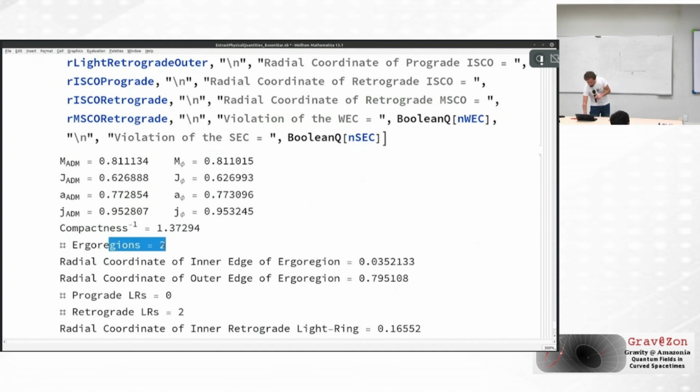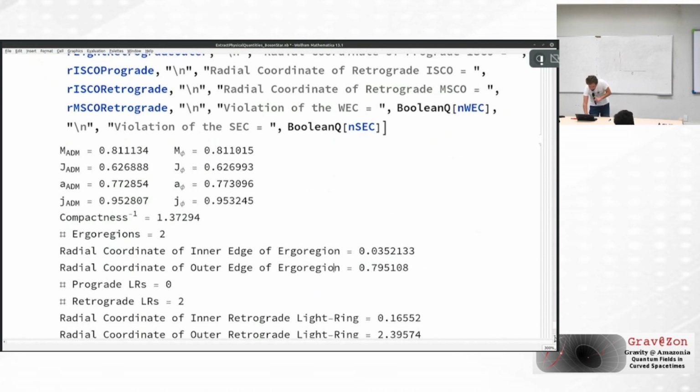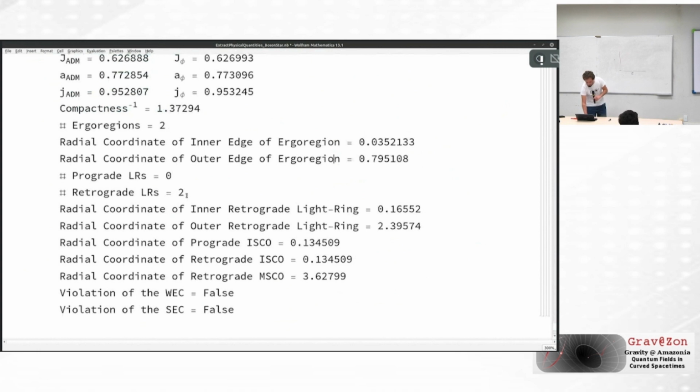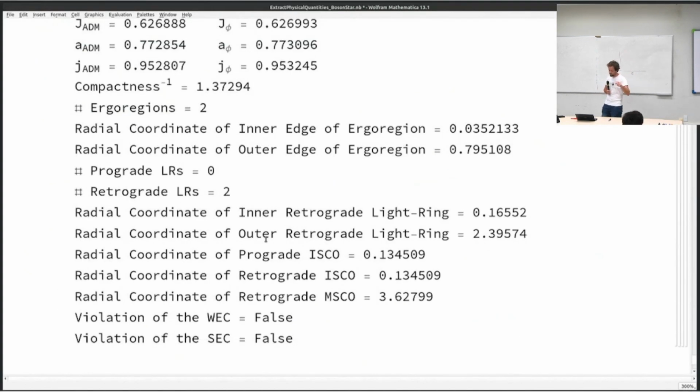We have two ergoregions. The inner edge appears at this radial coordinate, and the outer edge appears at this one. Not very important, but then you can also look at the stability and the structure of circular orbits. We saw that there are no prograde light rings, but there are two retrograde light rings. Then you can look at what the radial coordinates are. And then we also saw that there is one prograde ISCO, which is exactly the same as the retrograde one, since it's defined in this case by the fact that the angular velocity starts to be complex.